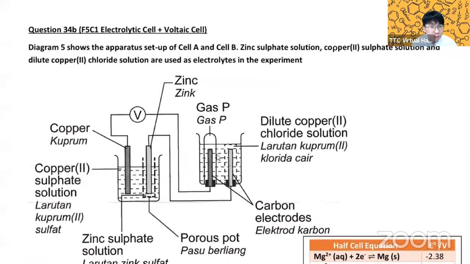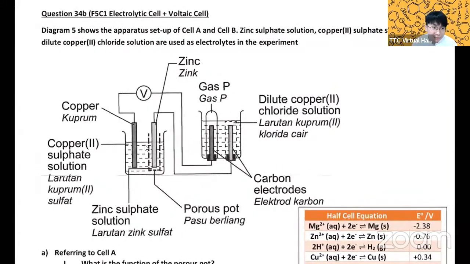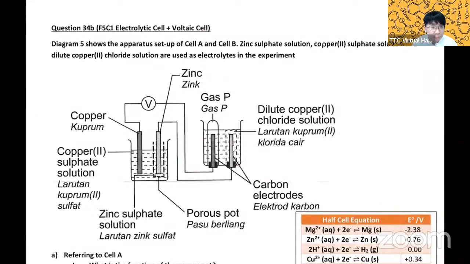Did I see something wrong? No, they never label A and B, right? But never mind. Let's say the left side is A. A is the voltaic cell. B, with two carbon electrodes, is the electrolytic cell. The apparatus there says zinc sulfate, is that your cell A? Okay, can say so.